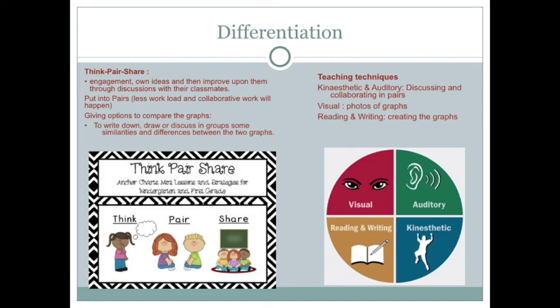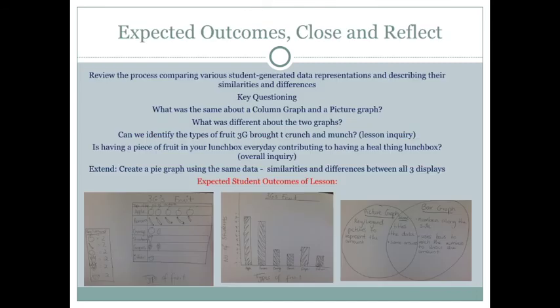By also using a range of teaching techniques to teach the lesson, through photos of graphs, which are visual cues, discussing and collaborating in pairs and whole class discussions for auditory and kinesthetic learners, and by creating the graphs themselves and writing down the similarities and differences, it is targeting those students who prefer to read and write. Therefore, this activity is targeting all the preferred learner types in order for all students to respond to the lesson.